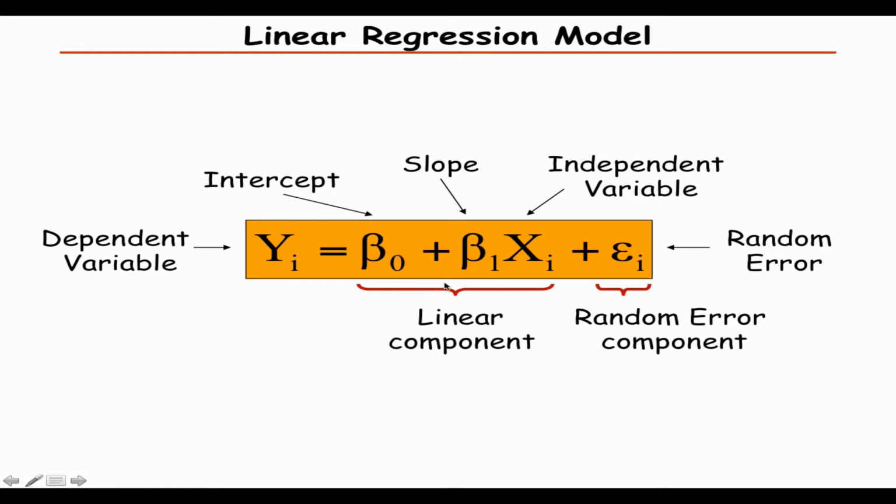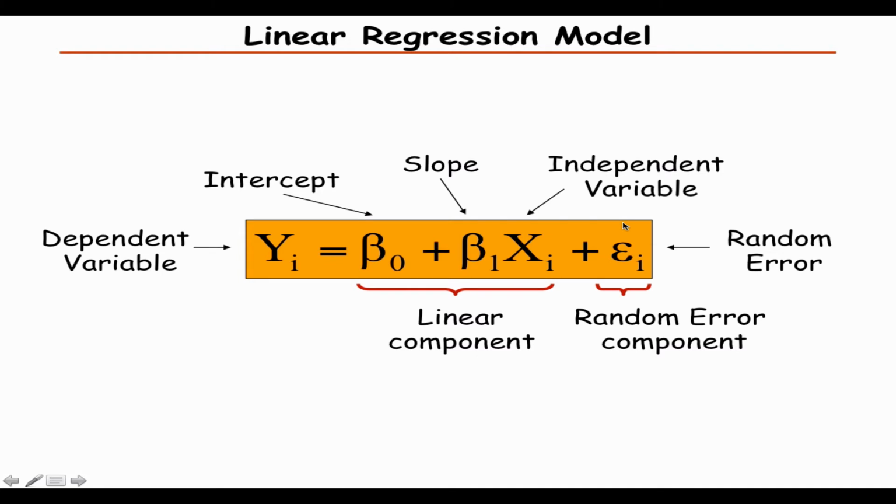And then the linear model is that we have an intercept, that's beta 0, and a slope, beta 1 times x. So this is the linear part, and then we have an error, that's whatever is left over. So these are the deviations from the line.